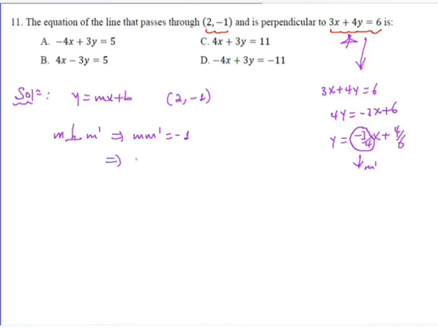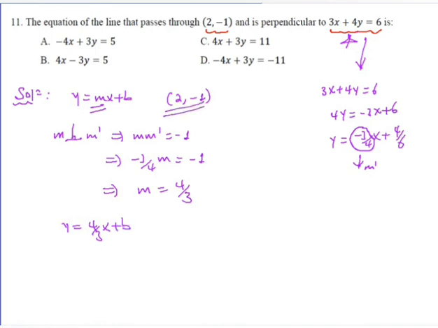So m prime is already minus 3 over 4, times m is equal to minus 1. So from here you can get that m is 4 over 3. So the slope of the unknown line is 4 over 3. So use 4 over 3 here. So the equation becomes y is equal to 4 over 3 x plus b.